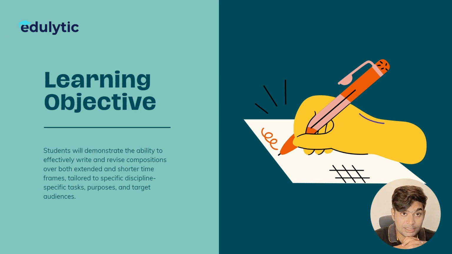By the end of today's lecture, students will be able to effectively write and revise compositions over both extended and shorter time frames. So we are going to divide and subcategorize today's presentation into two types of writing. The first one is extended, while the other one is shorter time frame writing tailored to specific disciplines, specific tasks, purposes, and target audience.